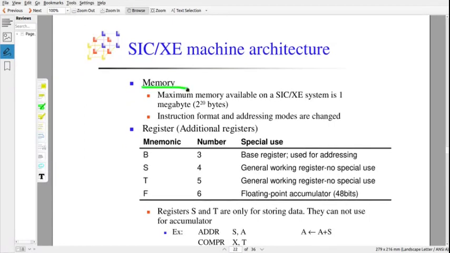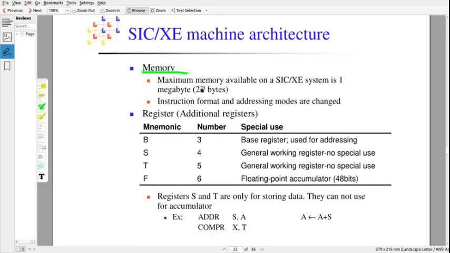The memory of SIC/XE is 1 megabyte, that is, 20 bits are there to address the locations from 0 to the last location, 2 raised to 20 minus 1. So in total 2 raised to 20 bytes we can store. It's also byte addressable memory, so 1 byte of data at a time we can load and store. The instruction format and addressing modes have a few changes in the SIC/XE machine compared to the SIC machine.